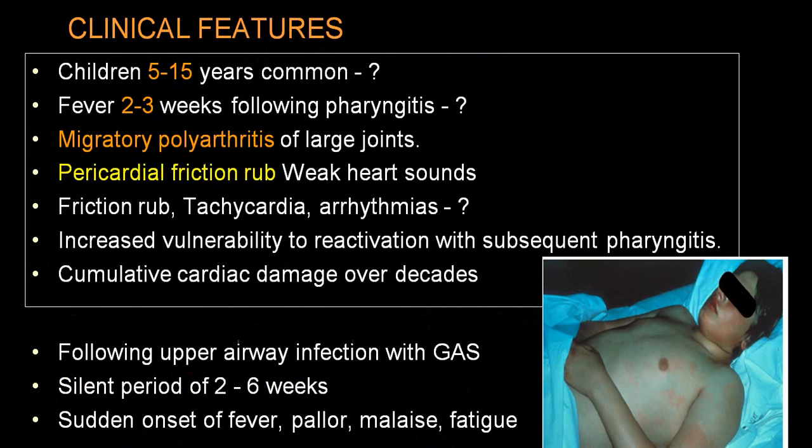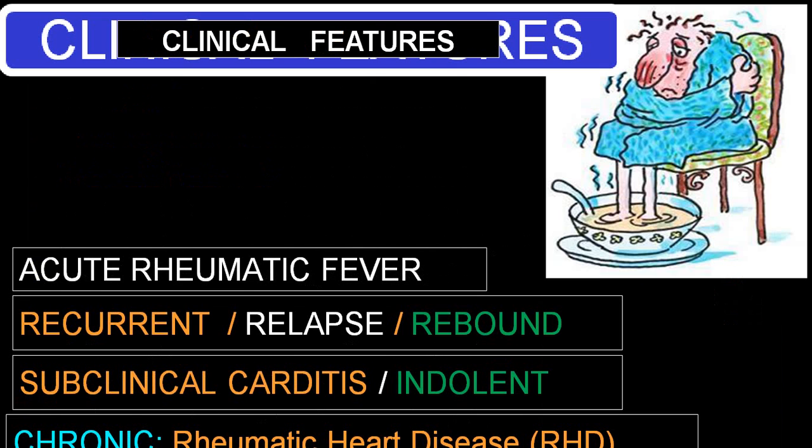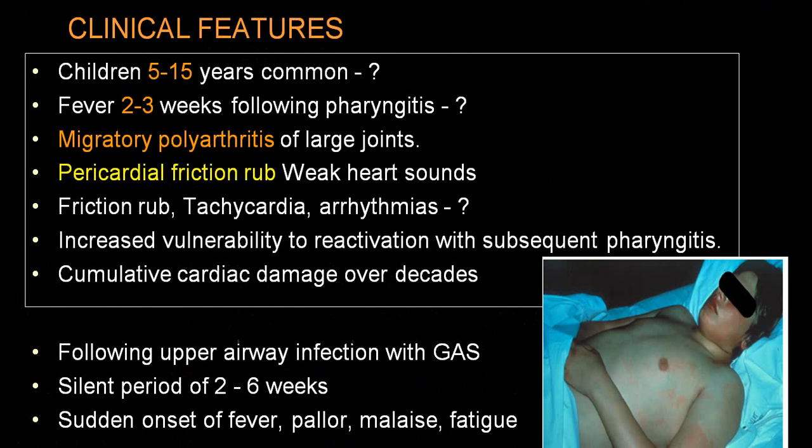Clinical features wise, depending upon the acute and chronic onset: acute, recurrent, relapse, rebound, subclinical carditis, indolent, we have already mentioned all those words, and chronic rheumatic heart disease. We already told you that age 5 to 15 years, usually it is after 2 to 3 weeks of streptococcal involvement like pharyngitis or scarlet fever. The person will develop migratory polyarthritis and cardiac involvement, the two most common features. Skin findings may or may not be detected. Chorea is not very common, but chorea can also be seen in some of the patients. And you can have subcutaneous nodules, which are sometimes missed.